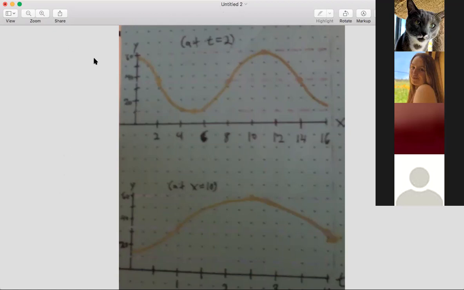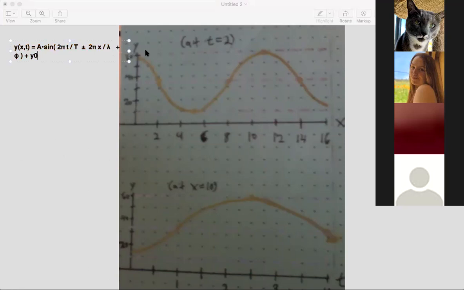So let's see if we can use these graphs to build the equation. We know we want the general format to be this. Let me make that a more visible color.